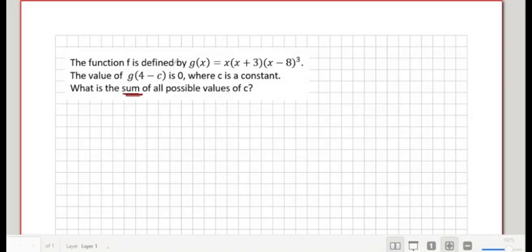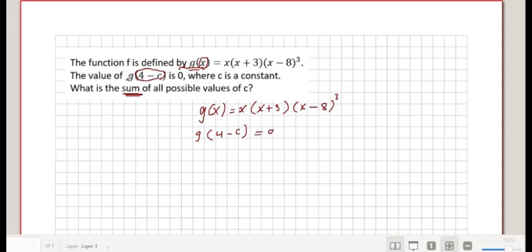So here is the function g of x, and we need to replace x now by 4 minus c. G of x should be replaced by g of 4 minus c. So just write the function first. G of x equals x times (x plus 3) and (x minus 8), all to the power of 3. And then we need g of 4 minus c to be equal to 0, which is mentioned in the question itself. And we just translate this.